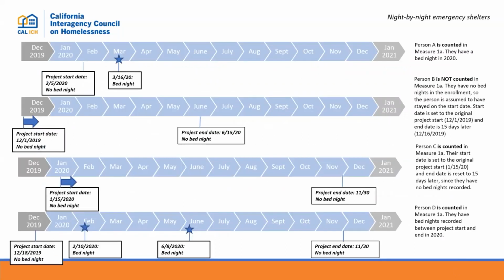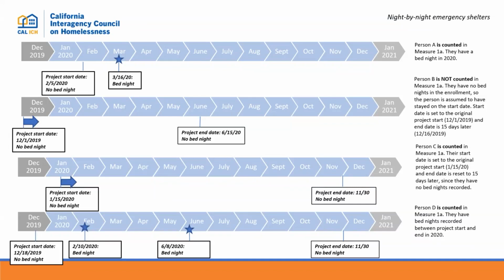The examples on this slide show how people in night-by-night shelters are determined to be experiencing homelessness in 2020 and counted in Measure 1A. Person A is counted in Measure 1A. They have a bed night in 2020. Person B is not counted in Measure 1A. They have no bed nights in the enrollment, so the person is assumed to have stayed on the start date. Start date is set to the original project start of December 1st, 2019, and the end date is 15 days later, December 16th, 2019, although the original project end date was in 2020.